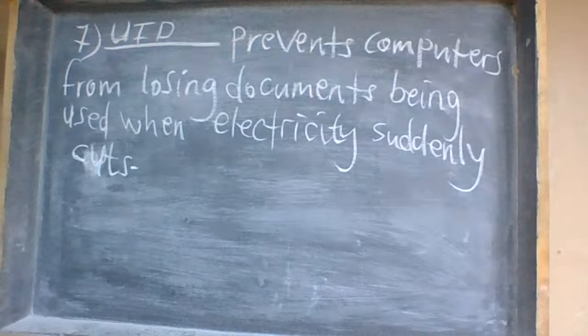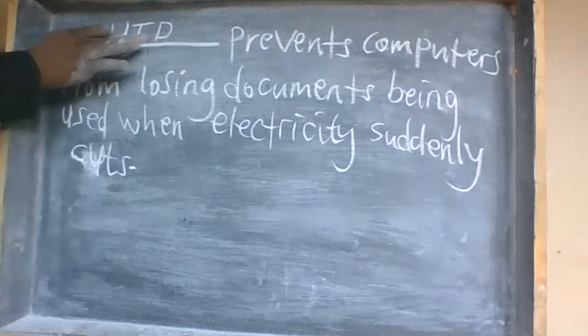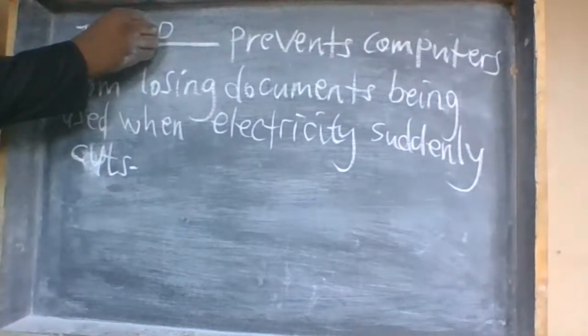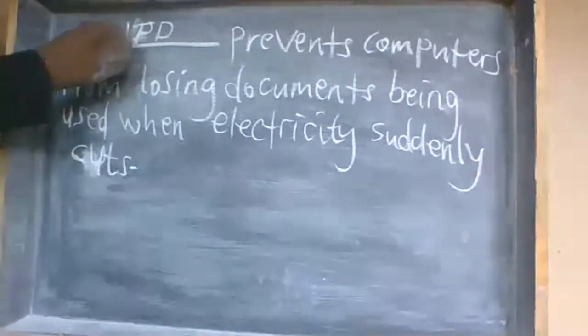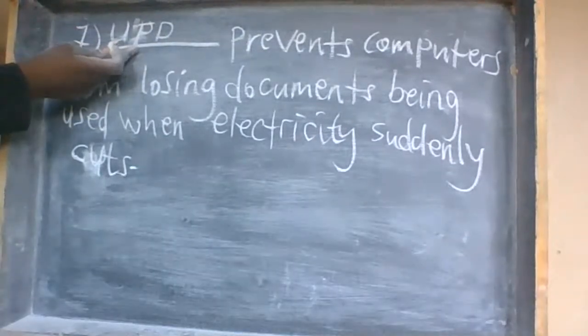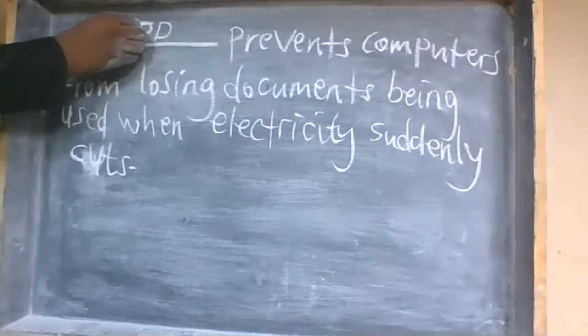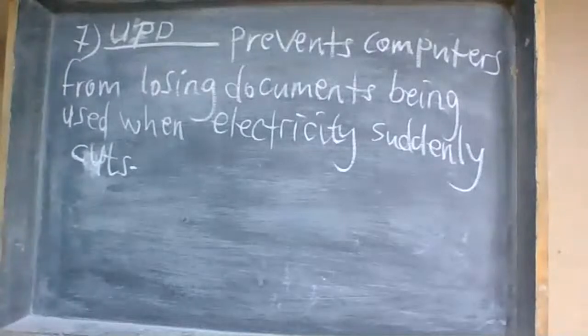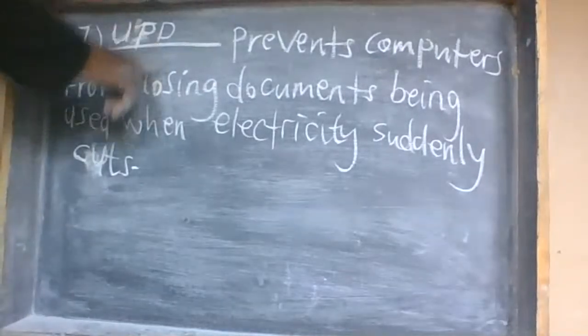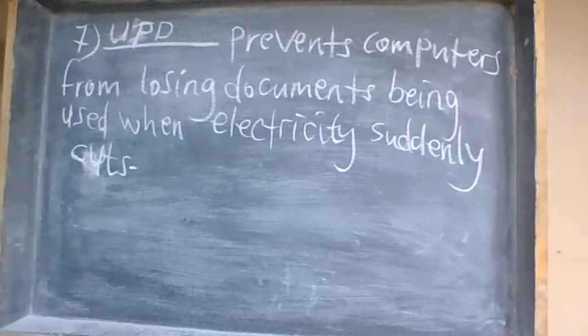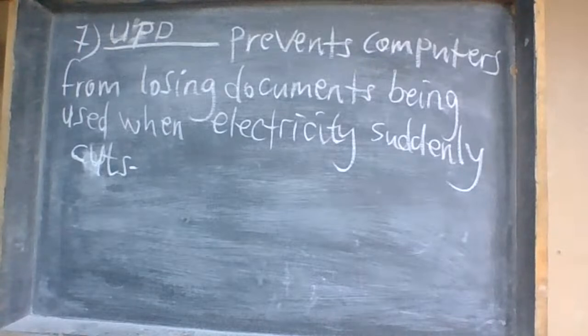An interruptible power device. UPD, an interruptible power device. So that is the device that you can use to protect the documents that you are currently working on when electricity suddenly cuts.